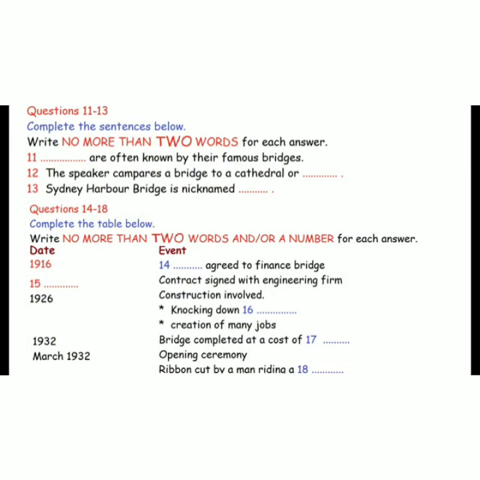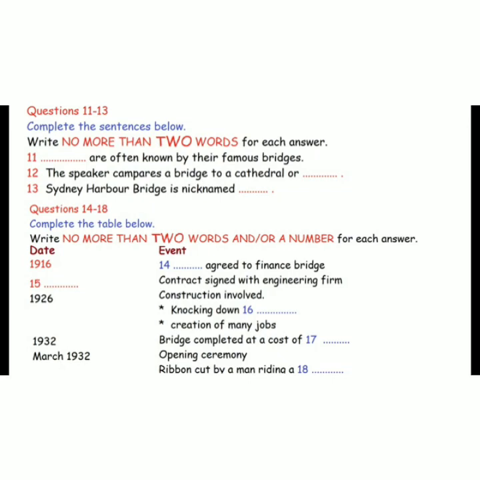But in addition to this, a bridge is a kind of ornament for a city, similar, if you like, to a cathedral or a palace. Here in Sydney, we may not have our own palace, but we do have our famous and much-loved bridge, the Sydney Harbour Bridge, which is sometimes affectionately known as the coat hanger because of its arched shape.